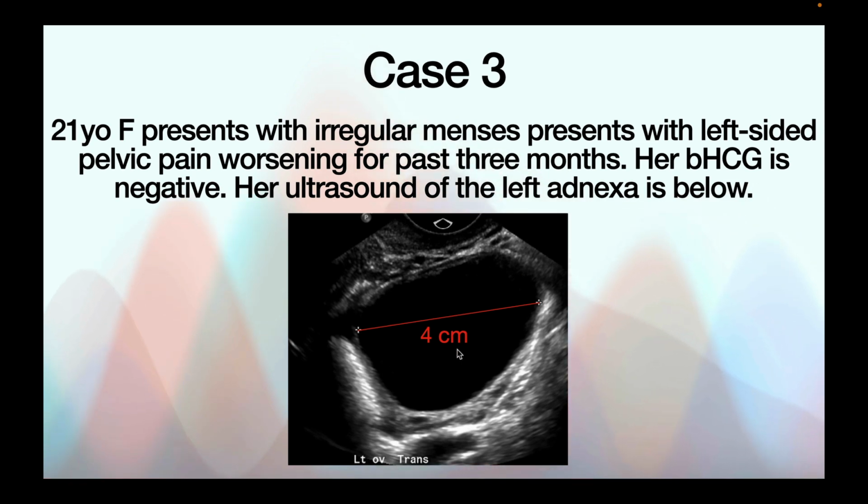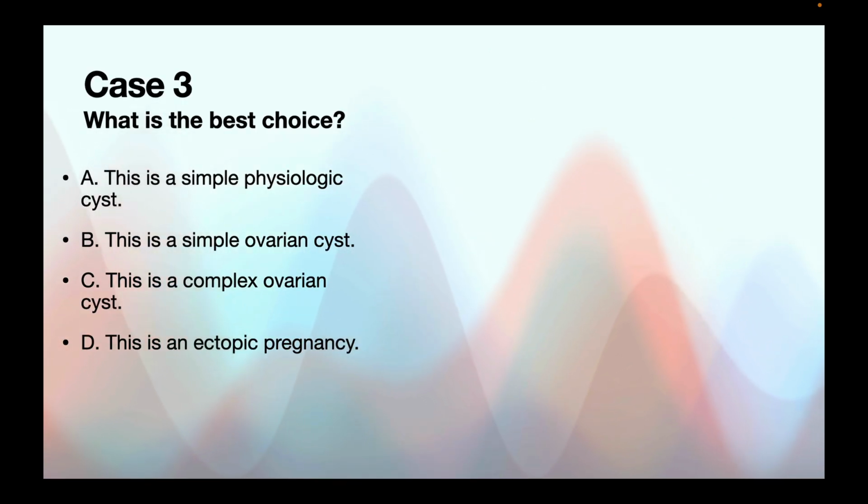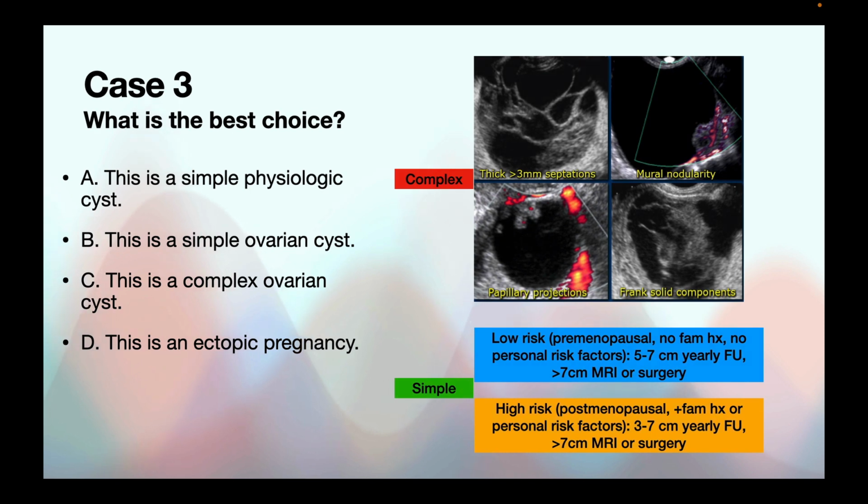There's no echogenicity in the cyst itself. There's a little bit of posterior acoustic enhancement, meaning that there is nothing solid to attenuate the sound waves as it goes past, and that as a result, the structures deeper look brighter than superficial to the cyst right here. So what is your best choice? So simple physiologic cysts are usually 3 centimeters or less, and this is greater than that. So this is a simple ovarian cyst.